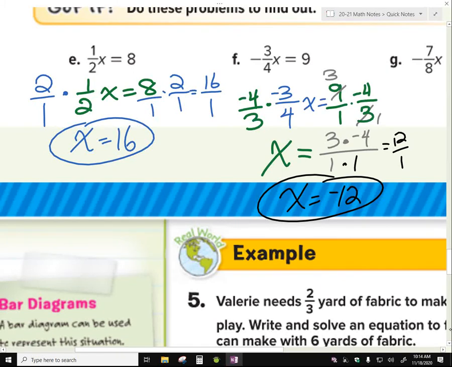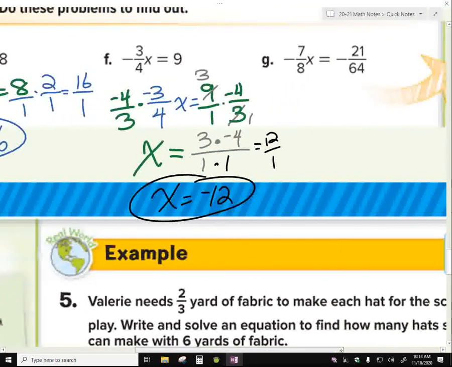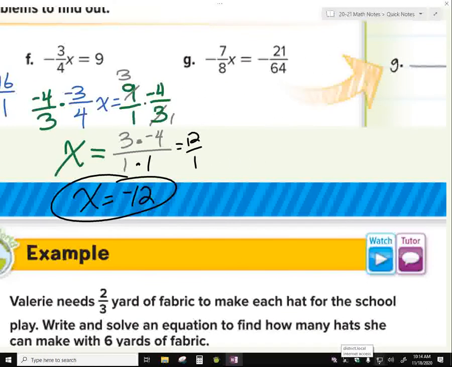Any questions there? Not yet? Okay. This is as hard as it gets. Okay? So if you feel comfortable with this right now, you're all good. All right, I'm going to rewrite this. Negative 7/8. Don't forget to do those negatives.